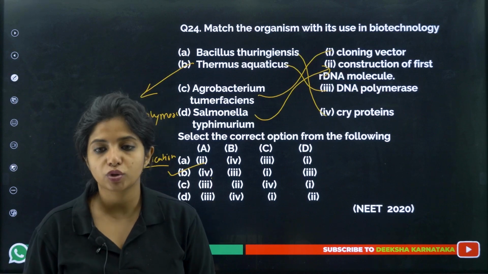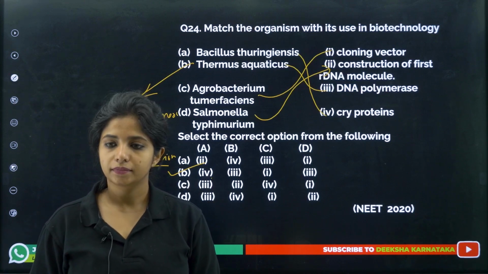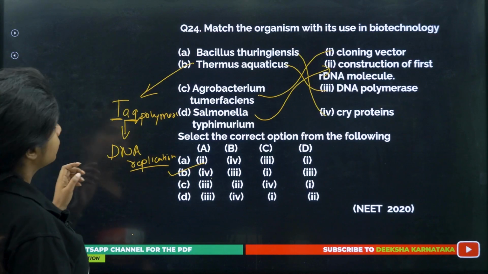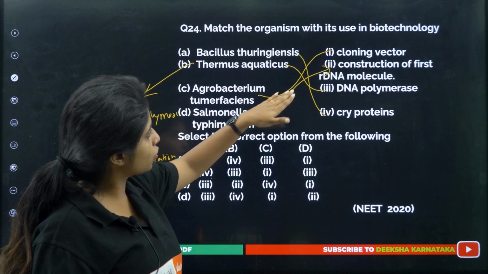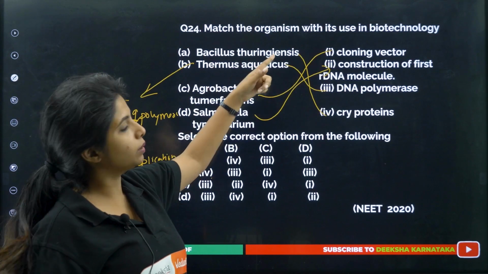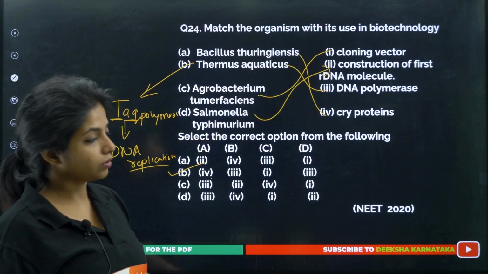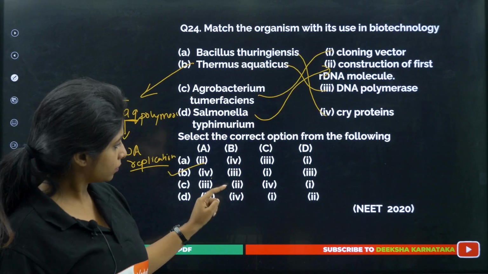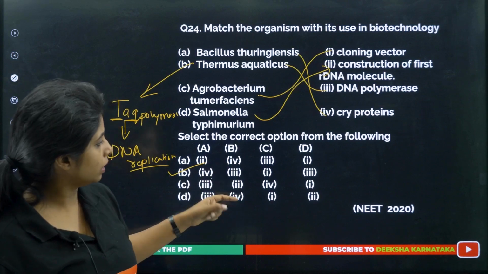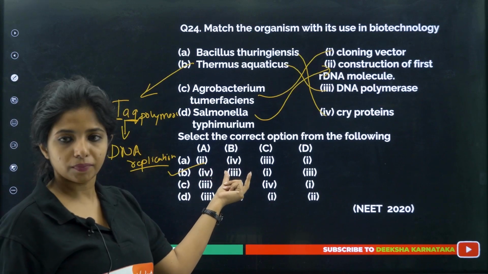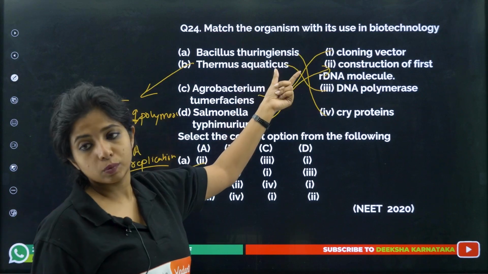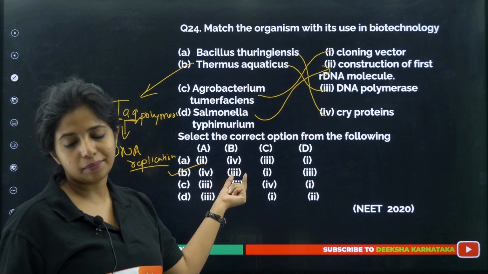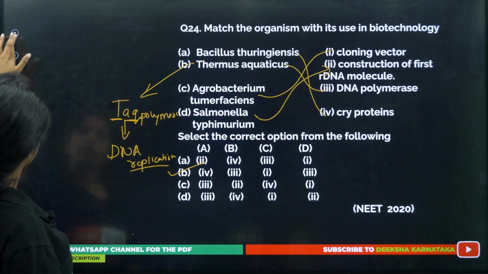This is a NEET 2020 question, my dear children. Easy, no? Even if you do not know about this, if you are able to match all these things that we had in the chapter, you will be able to know the answer. Here the B option is going with DNA polymerase, so B goes with the third one. You already got the answer because you are very sure that Thermus aquaticus is a DNA polymerase. There is only one option which has 3 in B. So that's how you solve the question.